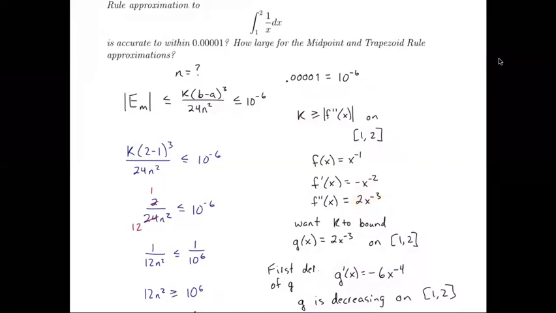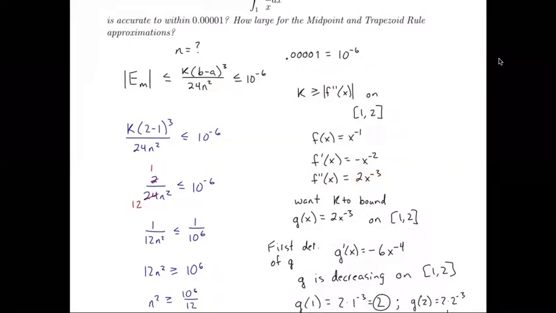We want to put a bound. We want to find the maximum value of K, which is, we want to bound g of x equals 2x to the negative 3 by K on the interval 1 to 2. It's sometimes helpful and clearer to the reader to rename f double prime of x, or the fourth derivative of f of x, as some other function g of x.